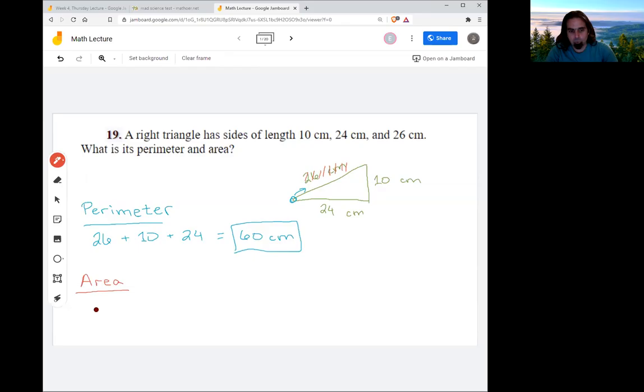And then for the area, use my formula. Area for a triangle is 1/2 times base times height. If you are someone that uses B and H, great. Lots of people take the 1/2 and make it a 0.5 because that's easier on the calculator, right? So my base is 24, my height is 10, and that's going to be 1/2 of 24 is 12 times 10 is 120, and then it's labeled square centimeters. Oops, and that should be an equal sign, not a times.